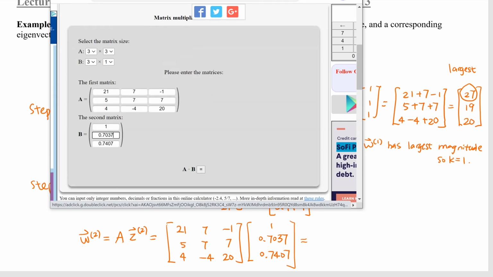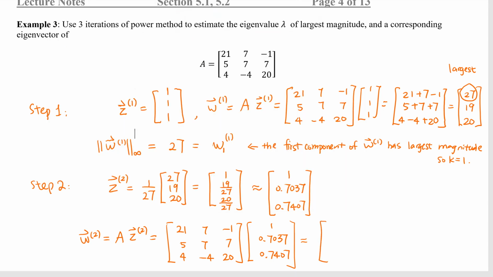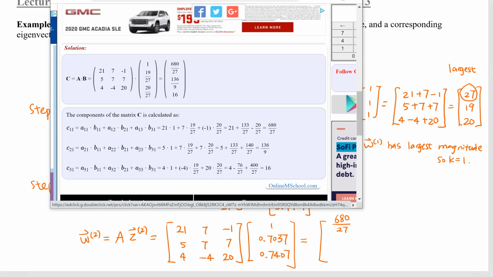So in order to make it more accurate, let's see. Let me do here 19 over 27. Okay, and this is 20 over 27. All right. It actually gives us fractions. And fractions are good because they are exact numbers. Okay, so let's keep the fractions. All right. So if we keep the fraction, it's 680 over 27. And next one, 136 over 9.